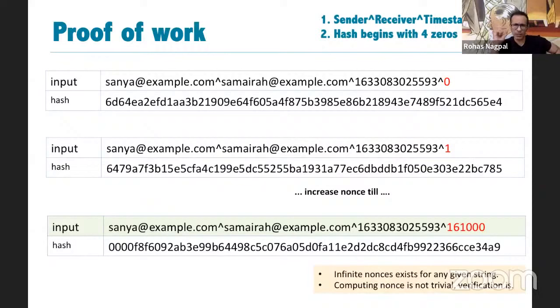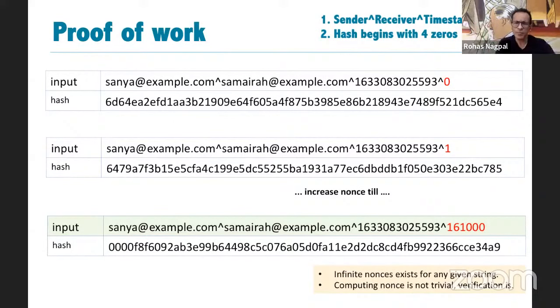Suppose we make the sender do some work. Basically, his computer has to do some mathematical calculations. When those calculations are done, some result comes. It is proving that he has done some work. And because this work will take some time, it will slow down the spammer and he won't be able to send so many spam emails. That was the basic logic.